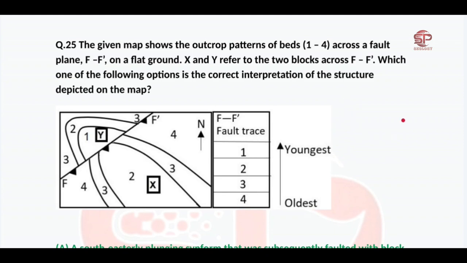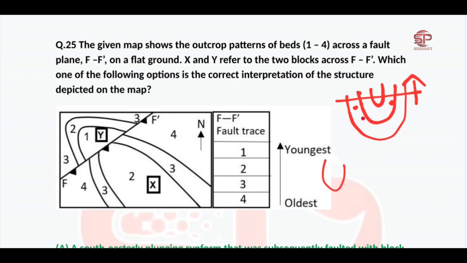The first thing, you have to study this condition. Suppose this is a syncline. As the syncline is uplifted and exposed to the surface, the space between the limbs will decrease, and that's why the outcrop width of the syncline decreases when it is uplifted. First thing, this one. Then come to this structure.